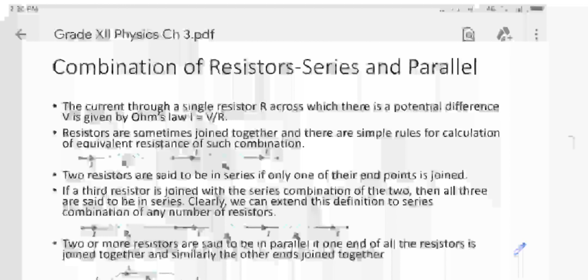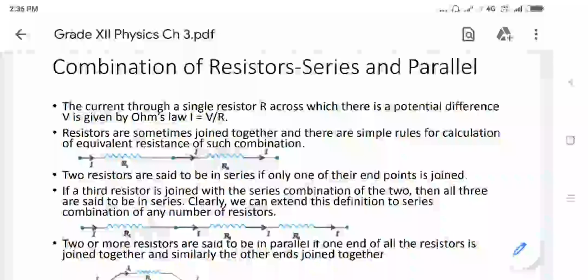Hello students, let us start our new session with the new topic, combination of resistors. Two types of combinations can be available, series and parallel. Basically, a series connection means two resistors are connected in a single line.